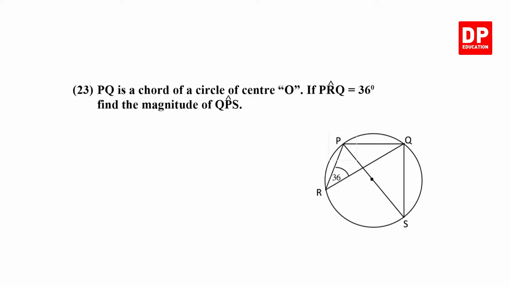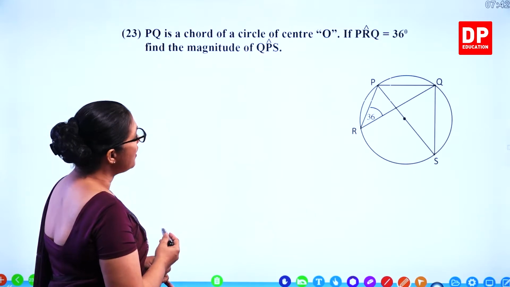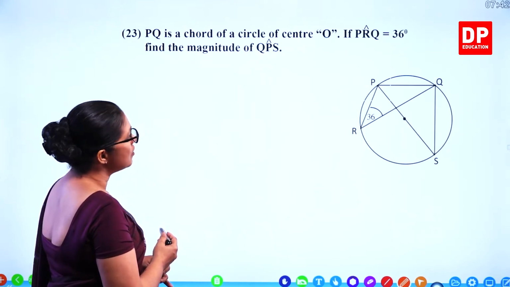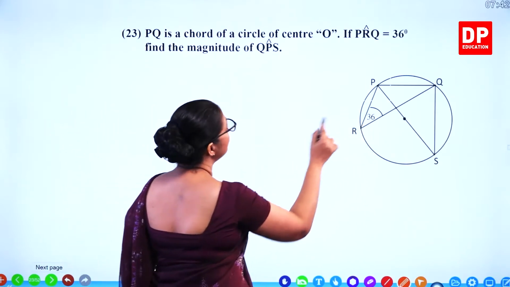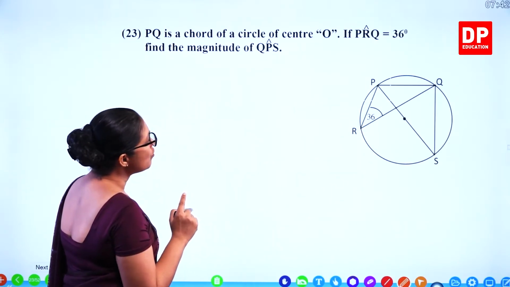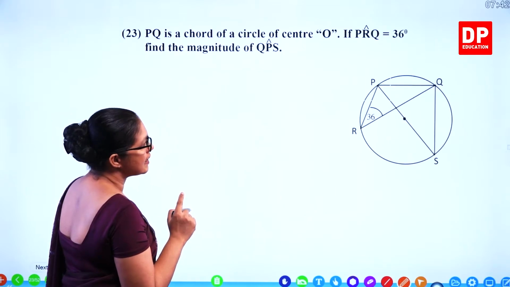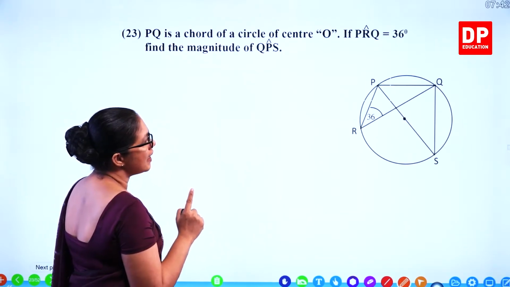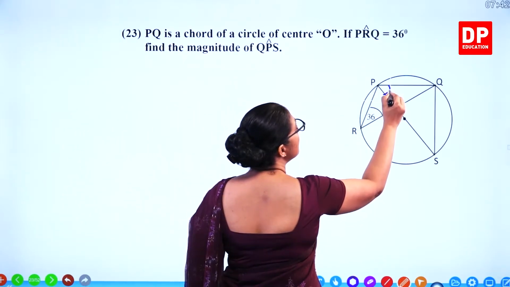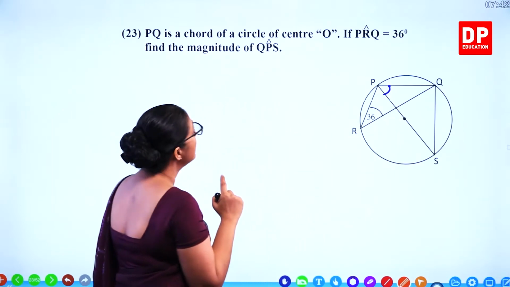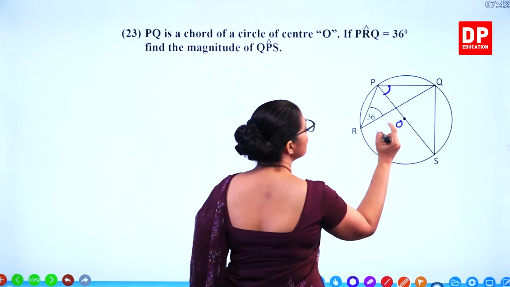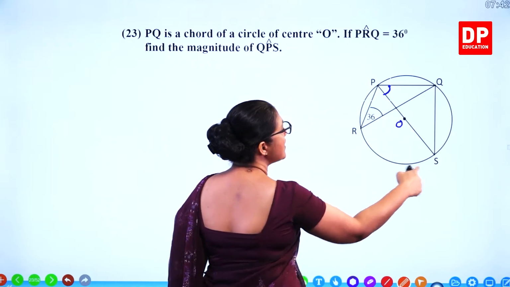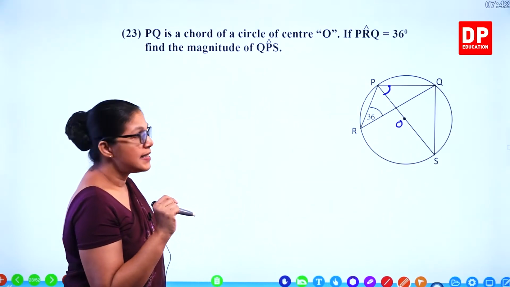Question number 23. PQ is a chord of a circle of center O. If angle PRQ is 36 degrees, find the magnitude of angle QPS. QPS, this angle, is what we need to find out. And here, this is center O. So PS is the diameter.